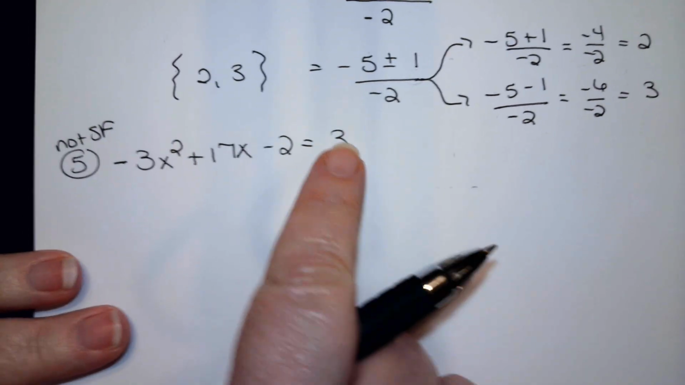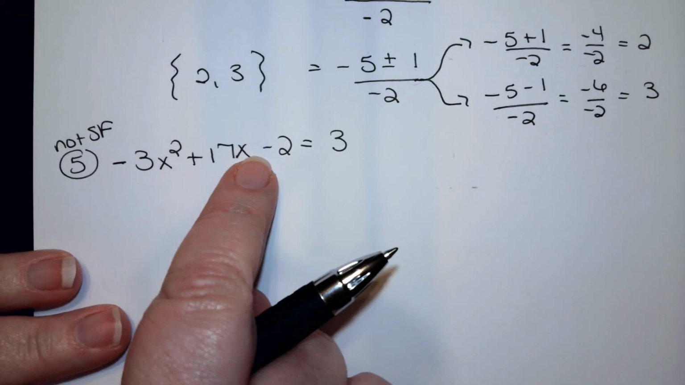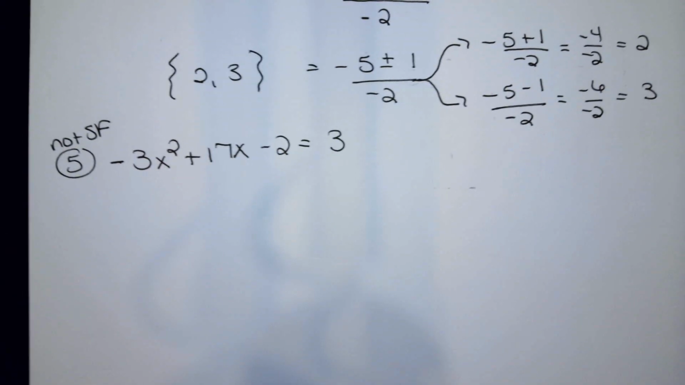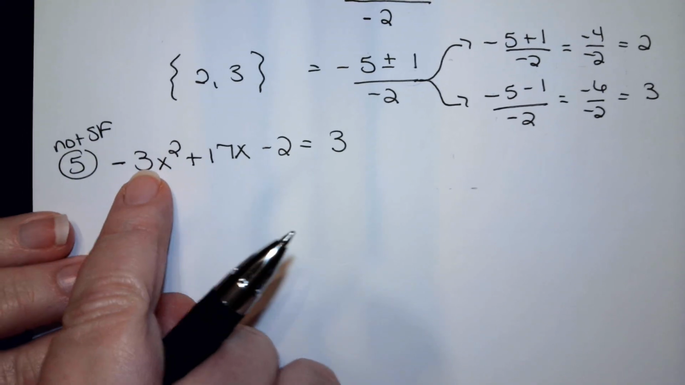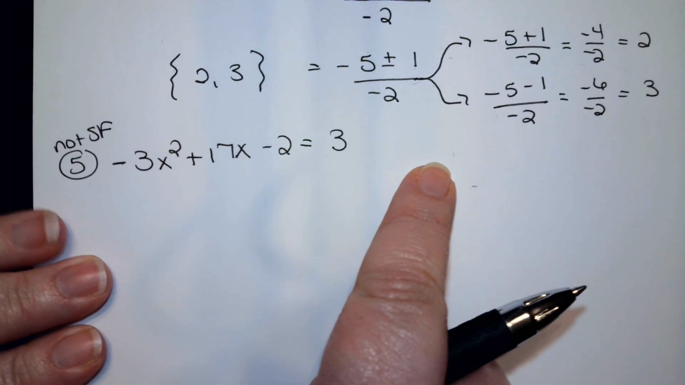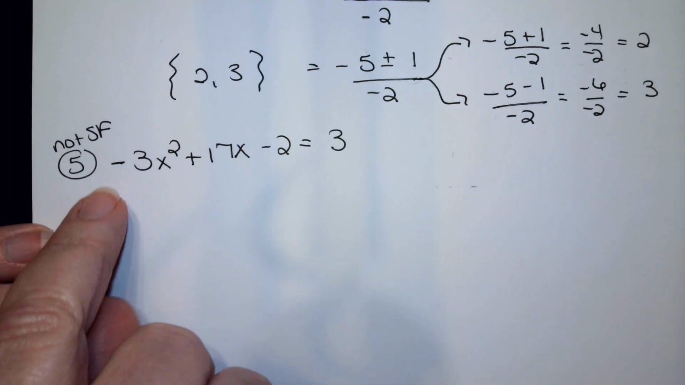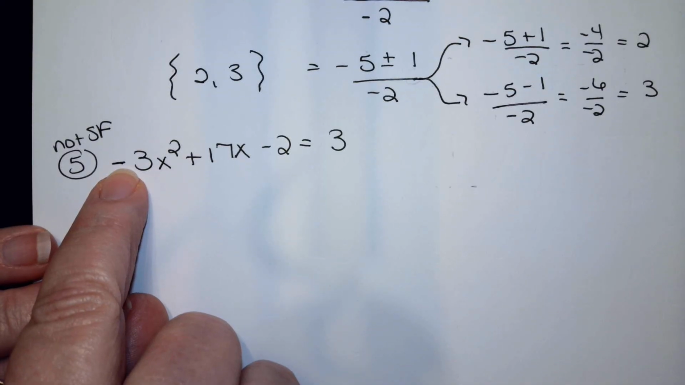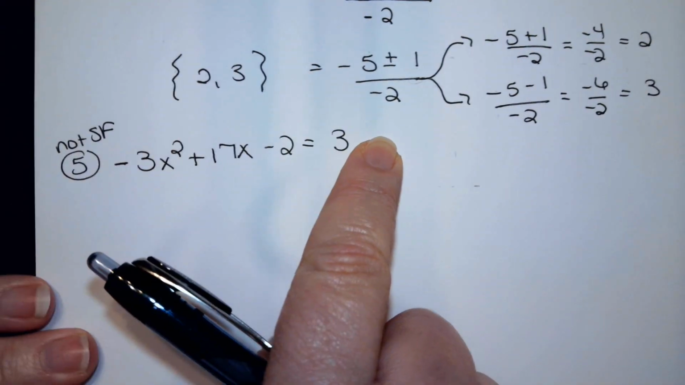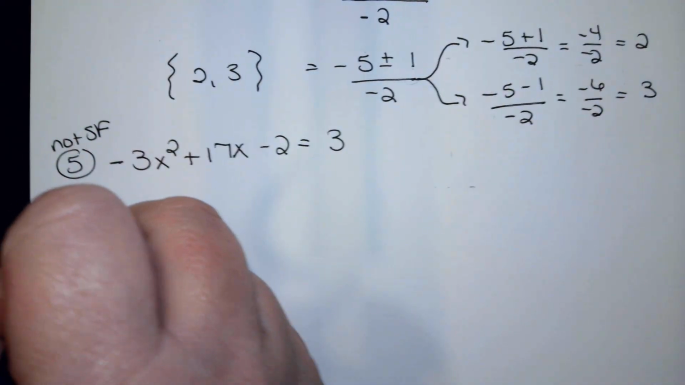All right, now you could move the 3 over, okay? But I'm going to do it a little bit different. I'm going to move all this over here to the right side so that my x squared would stay positive. So if it's negative on the left side, when I move it to the right side, it's going to become a positive 3x squared.